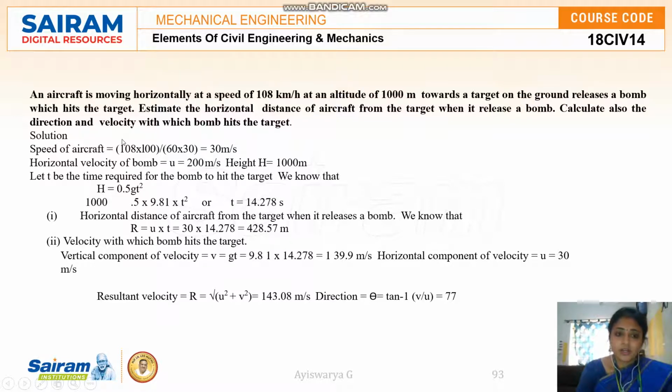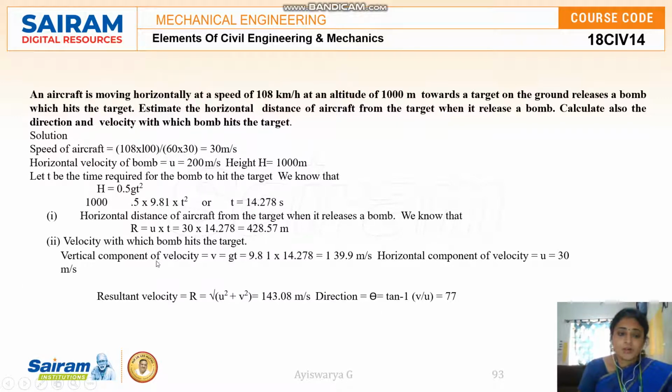The speed of the aircraft is 108 km per hour. To convert that into meters per second, you need to multiply by 1000 by 3600, so you will get 30 meters per second. The horizontal velocity is 200 meters per second, and the height is 1000 meters, as given in the question. You can use the formula h equals half g t squared. Using that you will get t equal to 14.278 seconds, and to calculate the horizontal distance you use the formula R equals u into t. When the aircraft releases the bomb, you will get 428.57 meters from the target.